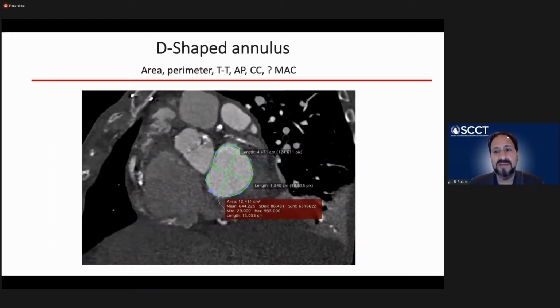From this, the mitral valve annulus, we're able to measure the perimeter, the area, the septal to posterior distance, and also the intercommissural distance. And these are the fundamental measurements that we use to determine the size of the mitral valve annulus.